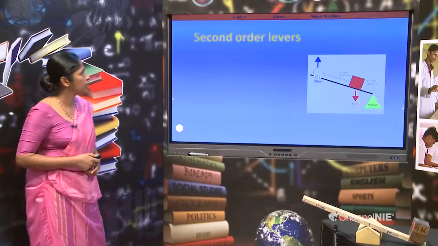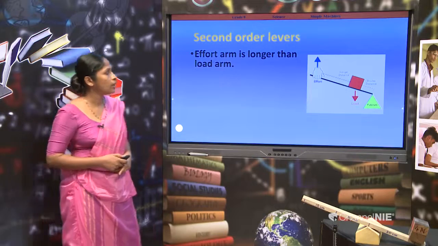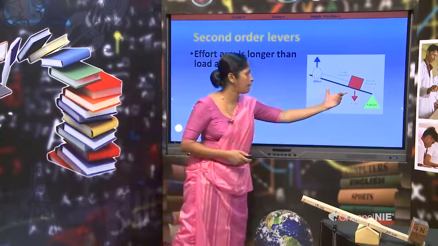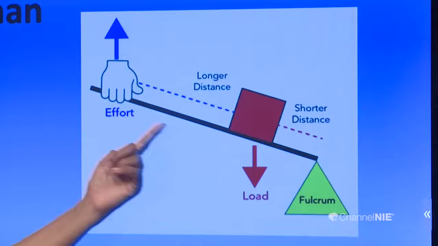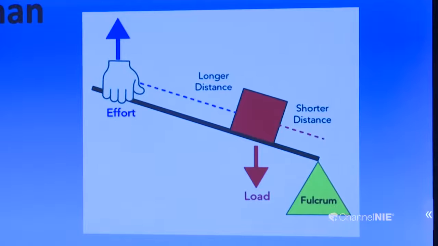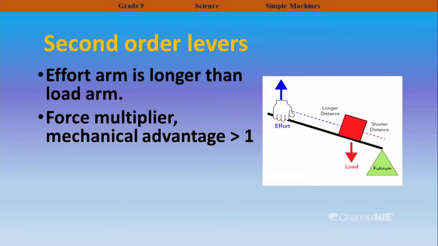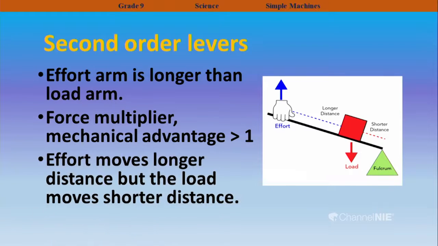The second order levers. In the second order levers also, effort arm is greater than the load arm. Therefore, it is a force multiplier. Mechanical advantage is greater than 1. But here also the force moves a much longer distance than the load.